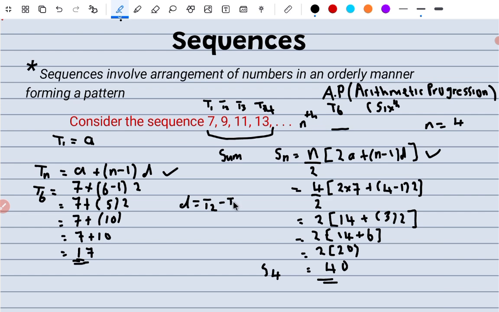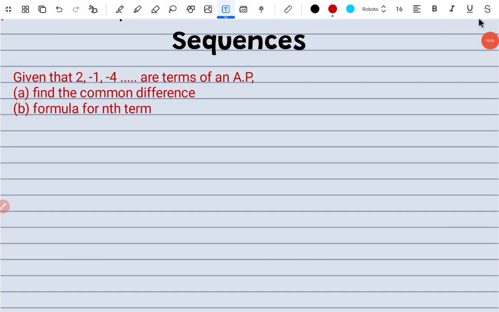Okay, so let's look at an examination type of question. Let's look at this 2021 examination question. It's paper 1. Given that 2, -1, and -4 are terms of an arithmetic progression, find the common difference. Okay, so we are going to have our solutions here.